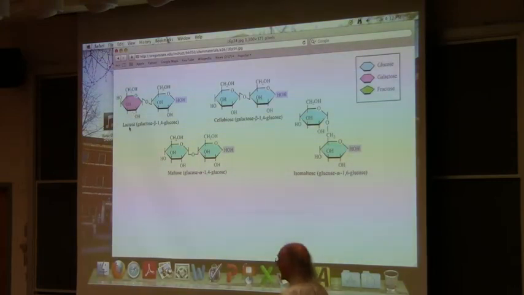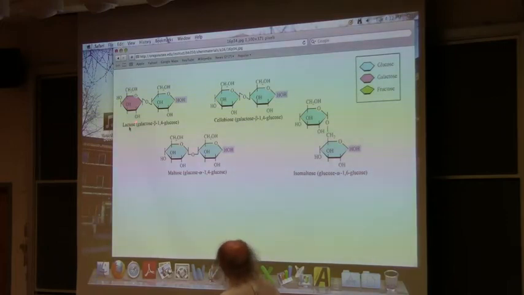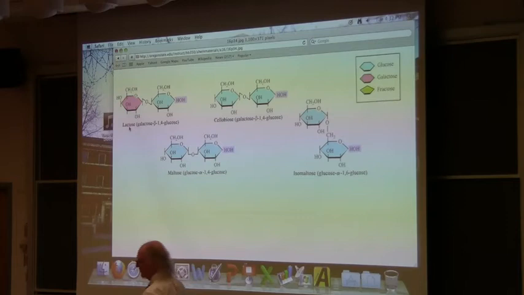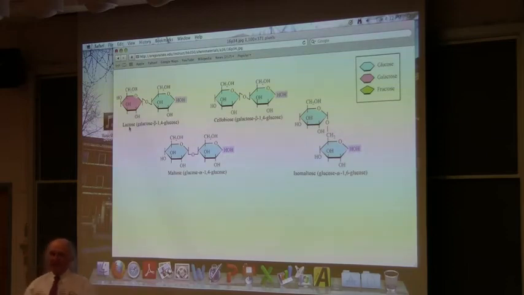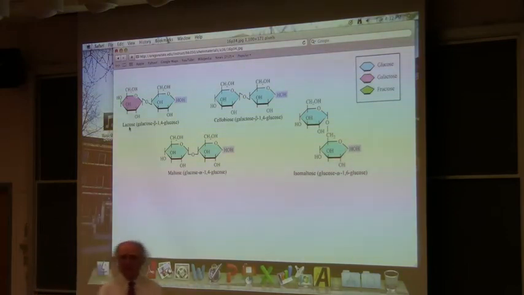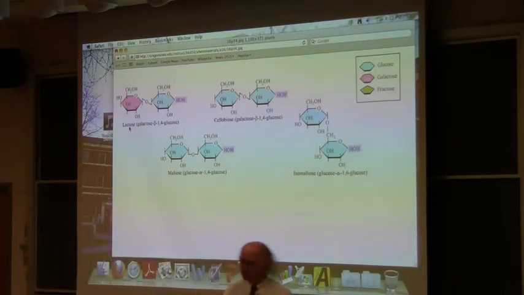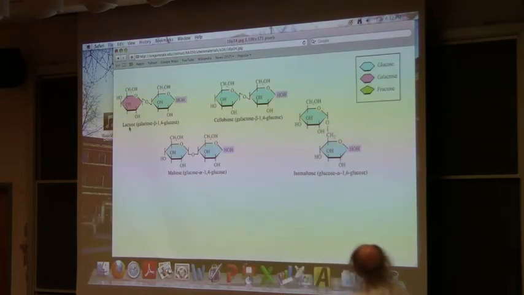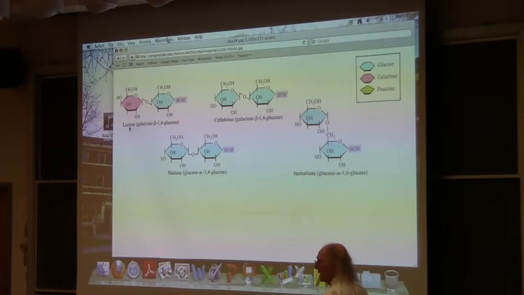Lactose in particular. Lactose is milk sugar. It is a disaccharide comprised of galactose and glucose. It's the sugar found in milk. It's the sugar that was activating the lac operon in bacteria, if you recall. There are some other ones shown over here. I don't think they're nearly as important as lactose.